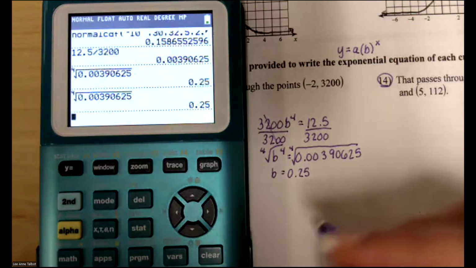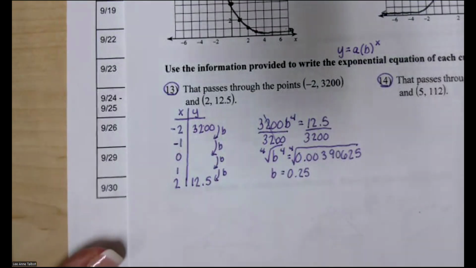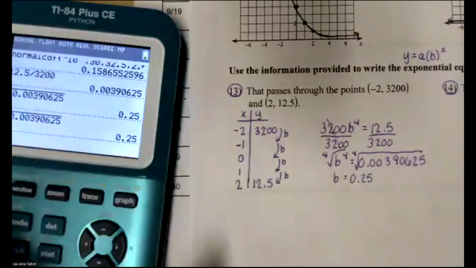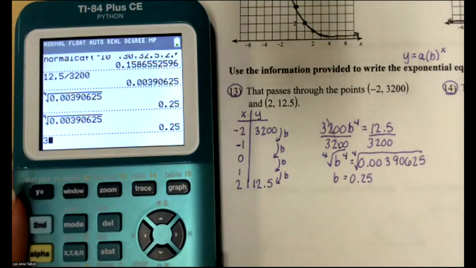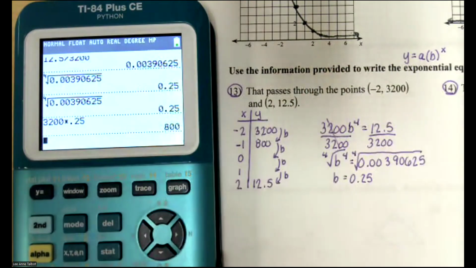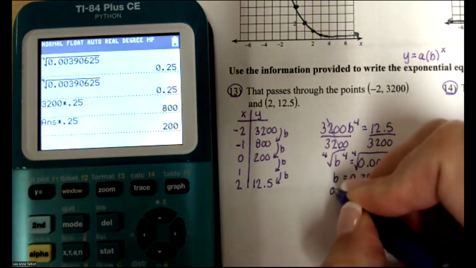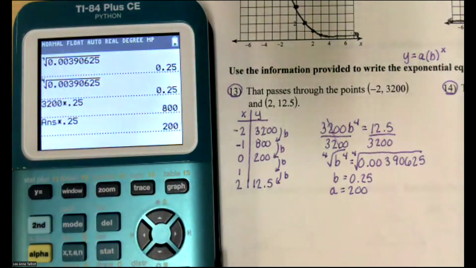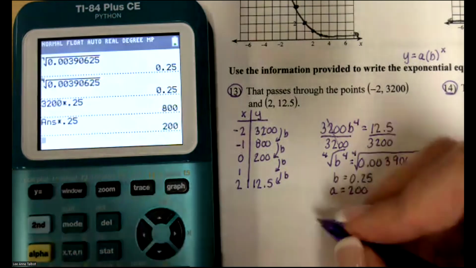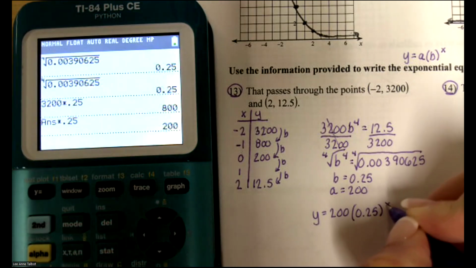Yeah. Okay. All right, so that means the multiplier is 0.25, and then what you do is you multiply down the table till you get to 0, whatever's next to 0, that's your start. So 3,200 times 0.25 is 800. Times 0.25 is 200. So A equals 200. You guys see where I got A from? Yeah. Okay, so then final answer, y equals 200 times 0.25 to the x.